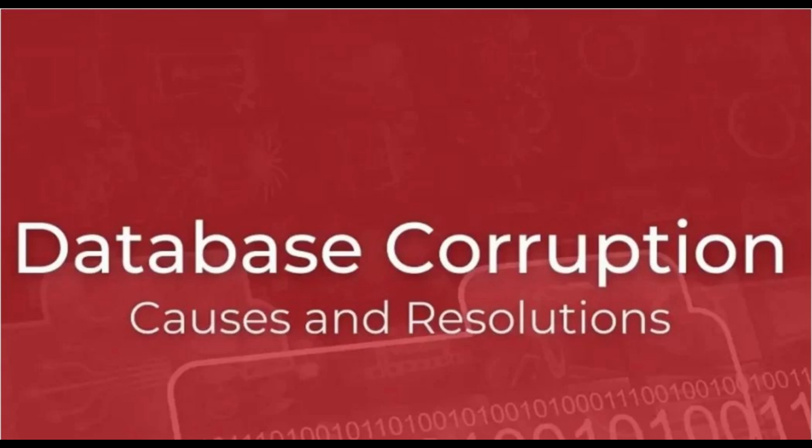4. RAID. RAID, redundant array of independent disks, is a technology that uses multiple hard drives to store data. This technology provides redundancy, which means that if one drive fails, the data can still be accessed from the other drives. RAID can be an effective way to prevent data loss due to corruption.